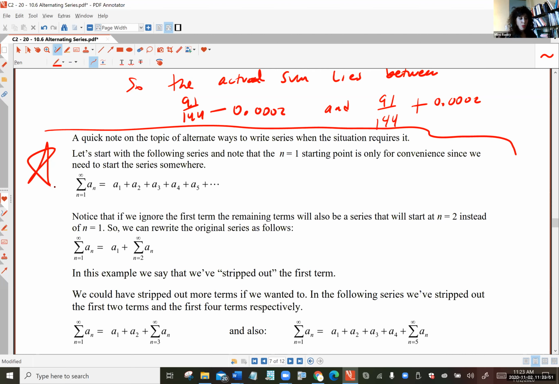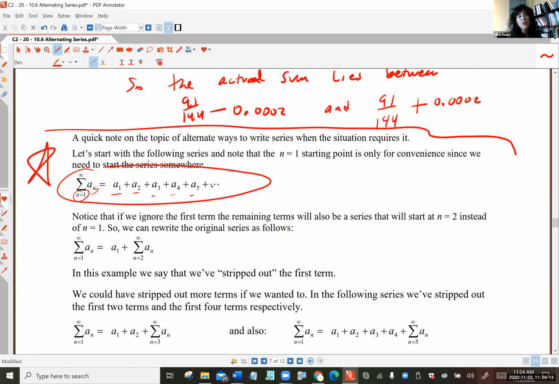Okay, when you have a series, any series, we all should know that this is a fact. You've got sigma a sub n, and if n starts at 1, then your first term is a1, and then plus a2, plus a3, plus a4, and so on and so on and so on. Fine. Who doesn't know that by now? That's scary if you don't.